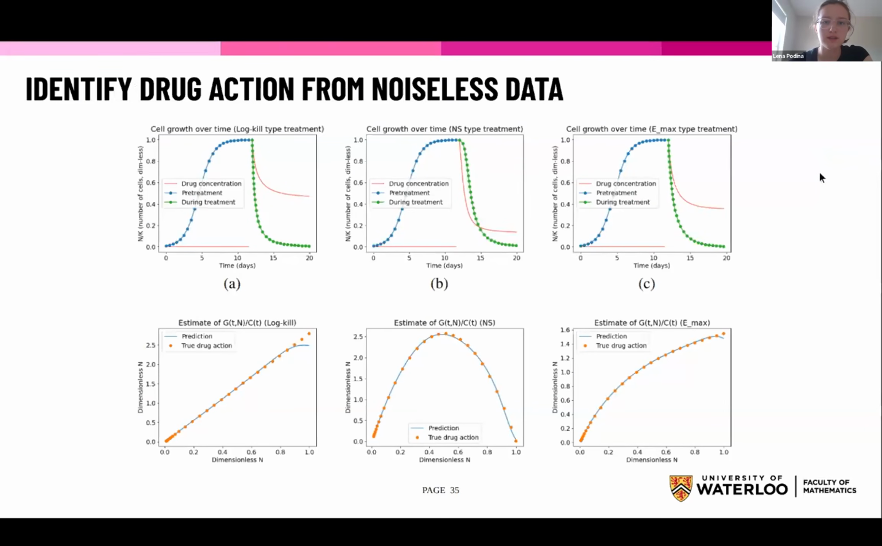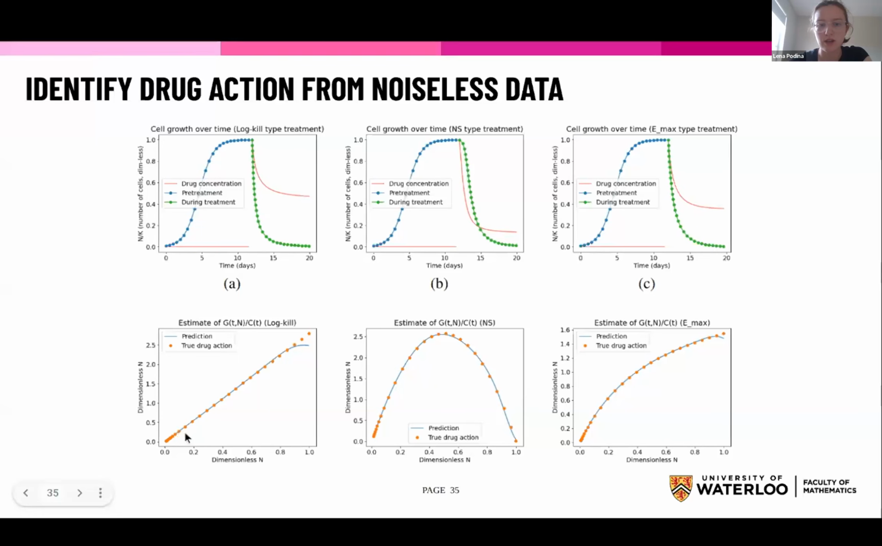So basically, this is where we simulated different data. So we have log kill type treatment, Norton-Simon type treatment, and Emax type treatment. And the curves look pretty similar, actually. But we're also able to estimate G of N. And here, as expected, it's linear. Here looks kind of quadratic. And here, yeah, it looks like that. So we can fit this fairly well.